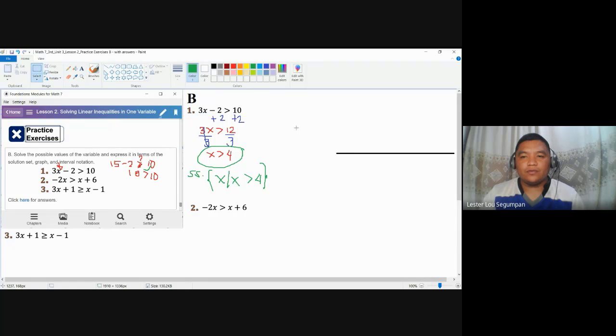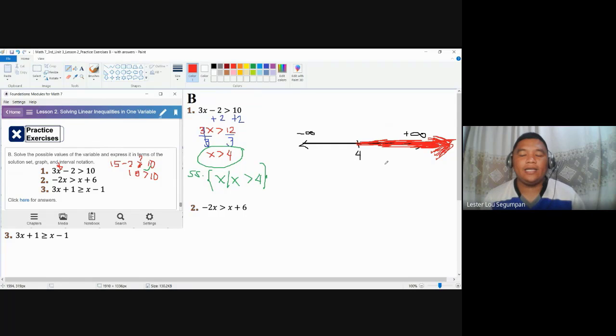Our graph should extend towards both infinities. Let me draw here arrowheads to denote continuous movement of the real number line. That's positive infinity. So we start here at 4 and we go to the right. So shade everything here going towards the right. You need to add an arrowhead to denote that it does not end.